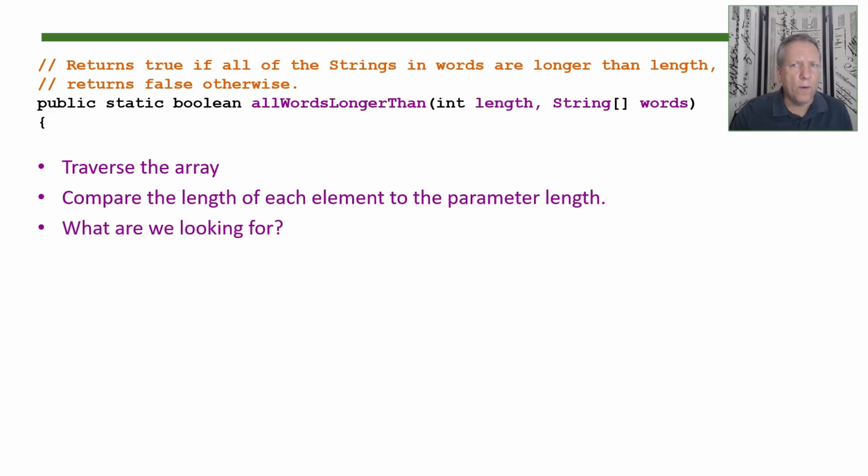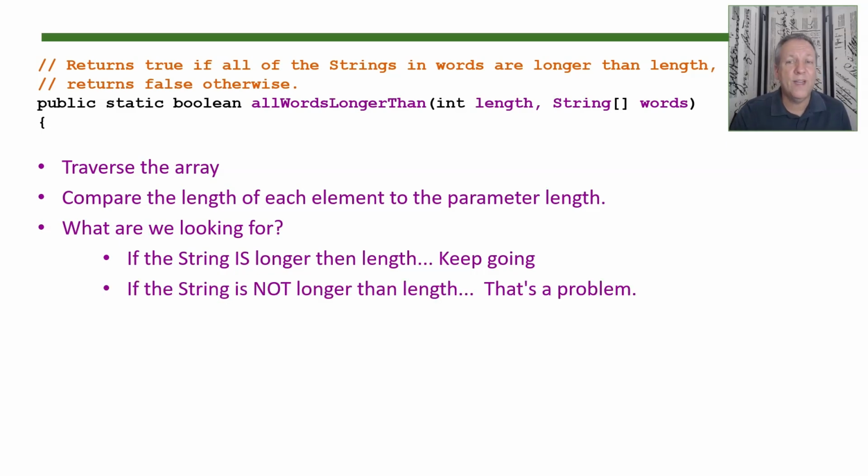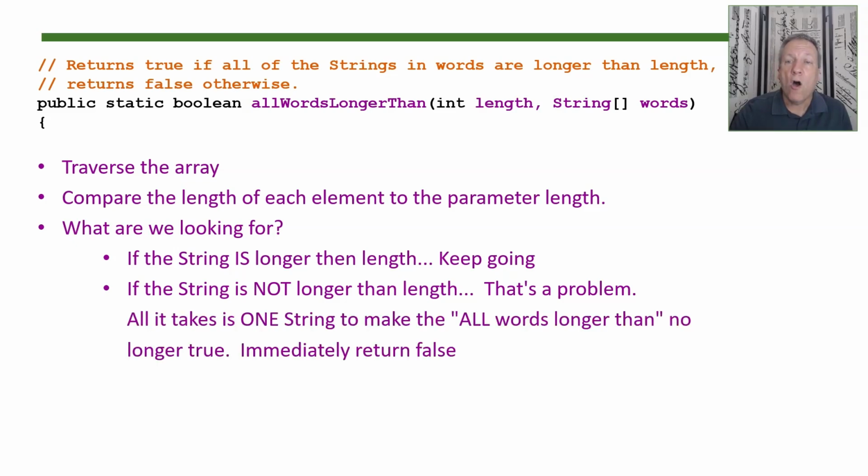But what are we looking for? Well, if the string is longer than the length, we want to keep going and evaluate the other strings. There's nothing to do if we haven't found one yet that does not meet our criteria. However, if the string is not longer than length, that's the problem we're going to have to deal with. All it takes is one string to make "all words are longer than length" no longer true, so we should immediately return false. We don't even have to check the rest of the strings. Even if the rest of the strings are long enough, we already found one that isn't, so there's no way that this method can return true.